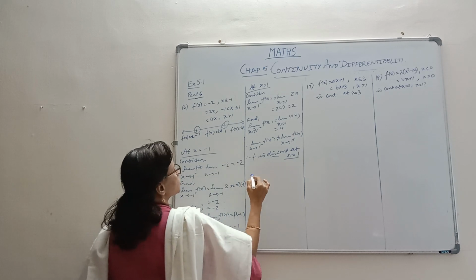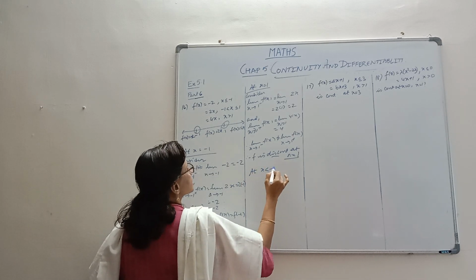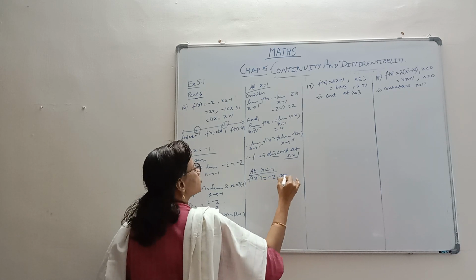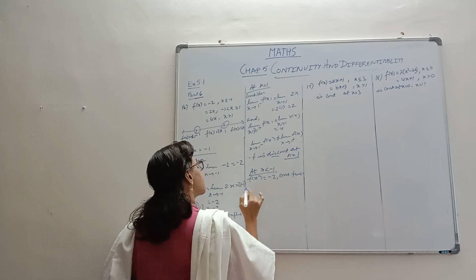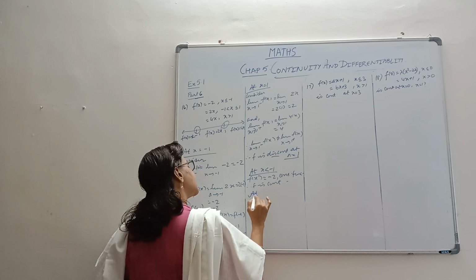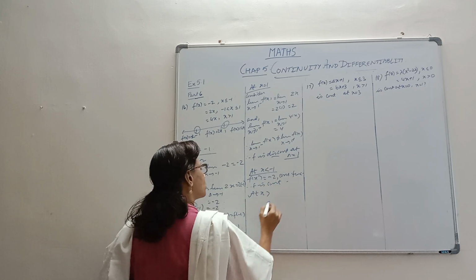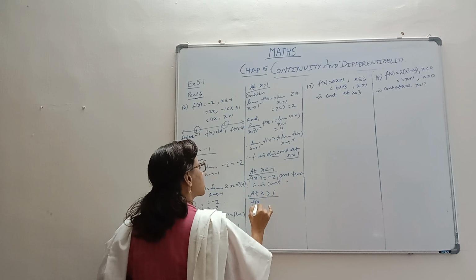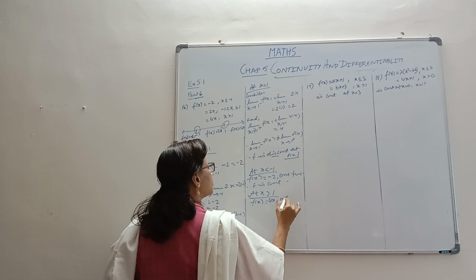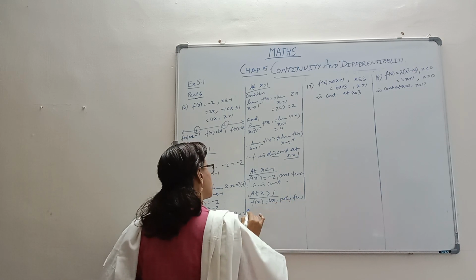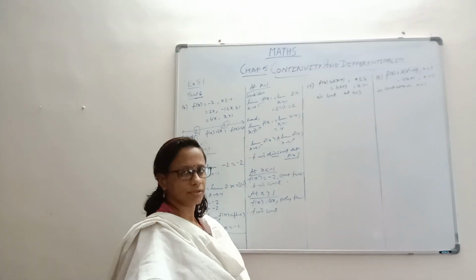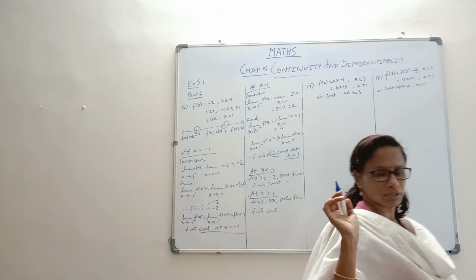Now on this side we should check at x less than minus 1. How is the function? It is minus 2, a constant function, right? So f is continuous. Then at x greater than 1, f of x is 4x, which is a polynomial function. So there also f is continuous. That's how we discuss the continuity of this function.